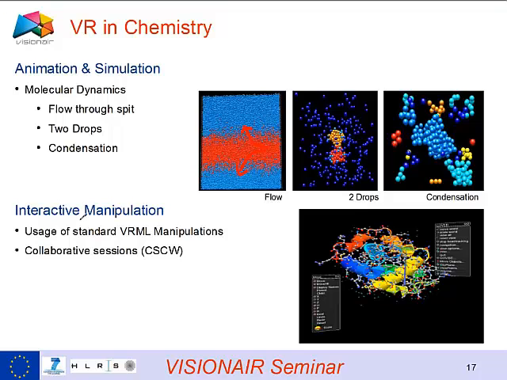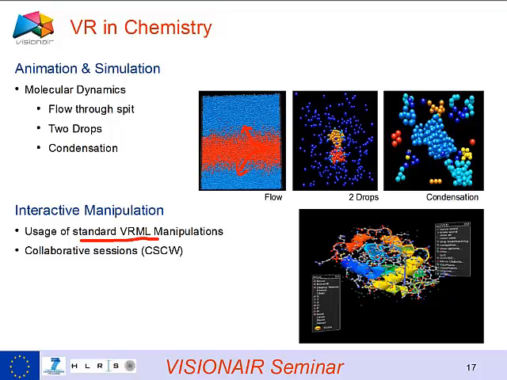And of course, the next example would be the interactive manipulation. There is nothing special about this, so we can use the standard VRML manipulators as we are using them right now, to manipulate molecules or to move structures, to cut structures away, erase them, or add further structures to the molecule.